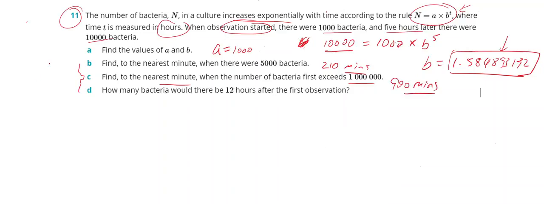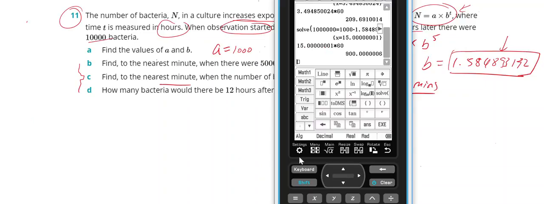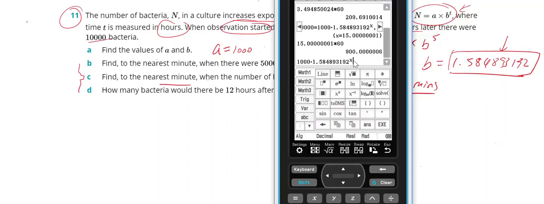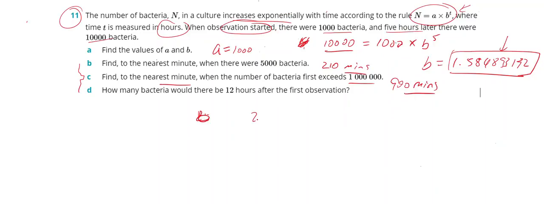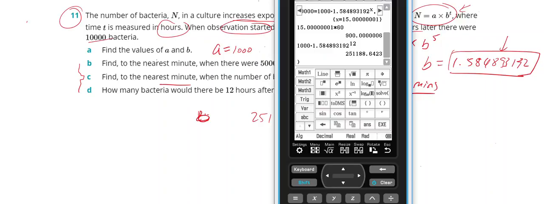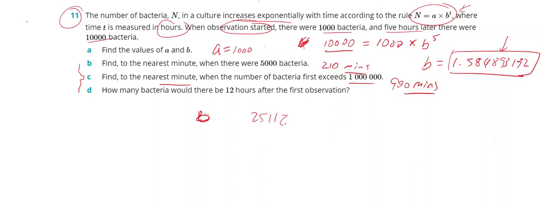How many bacteria would be there in 12 hours? So it's saying when t is 12, what is my n value? So I'm just going to copy and paste my equation. Instead of x, we want to change that to 12. So 251189 bacteria after 12 hours. So hopefully that gives you an idea of how you solve these types of questions.